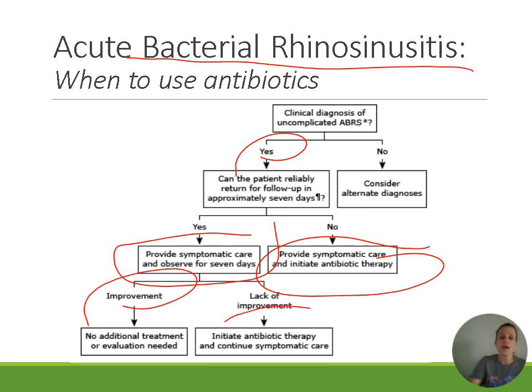If there's not an improvement in that week, or if the patient calls you after, it's a case-by-case thing. So if the patient calls you after 5 days and they're like, it's worsening so bad, I've got a fever of 102, okay, at that point you need to just break down and treat it. But if it hasn't improved after a week, then we initiate antibiotic therapy, and we continue symptomatic care.